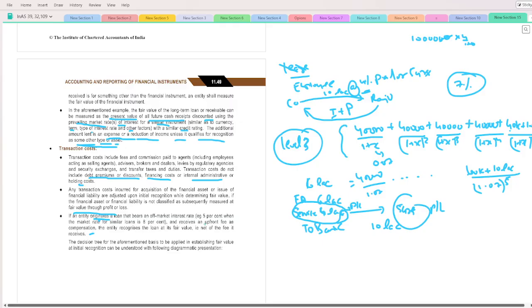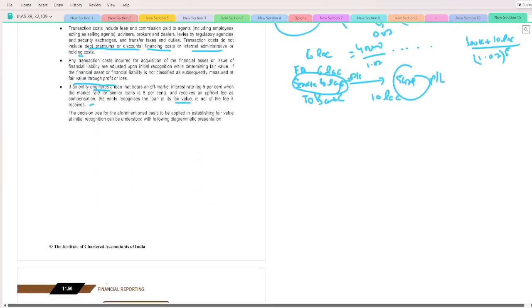Okay, if it is given at a cheaper rate, but the customer is also giving you an upfront fee for it, like you're giving it to me at a cheaper rate. So the fee you're charging will be adjusted from the fair value here. The decision tree for the aforementioned basis to be applied. Okay, so now it is giving you the decision in picture form.